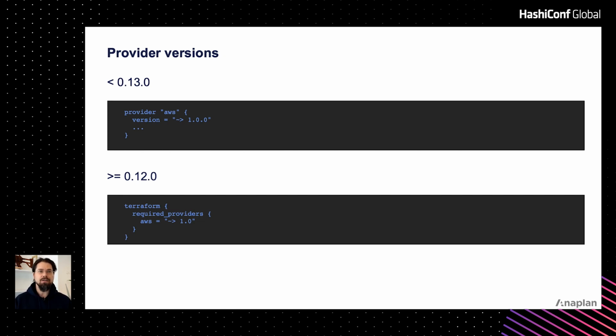Introduced at 0.12, now you have the Terraform block. Now the Terraform block has been there for a little while, but now we have required providers. And we have a key value pairing between those two. So you have the provider that you're going to initiate and that version. Now you no longer need that version matching in your provider's configuration, which would be like the top example.